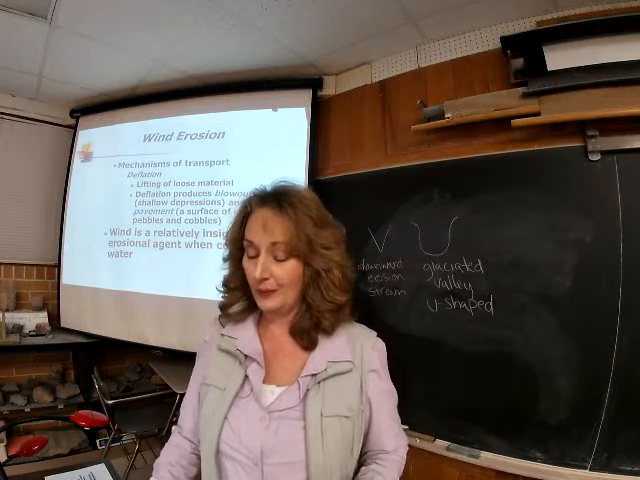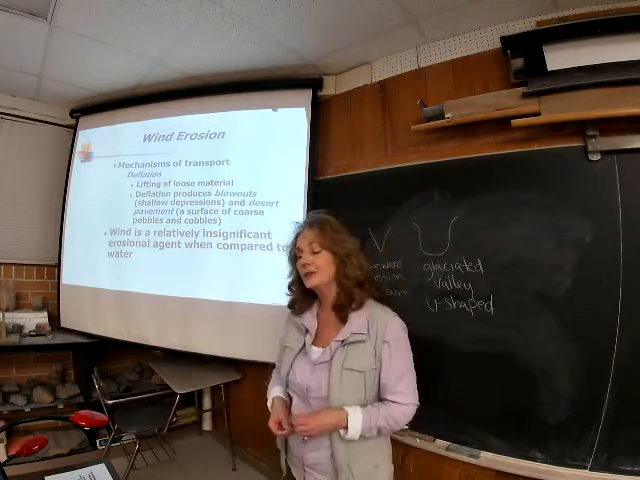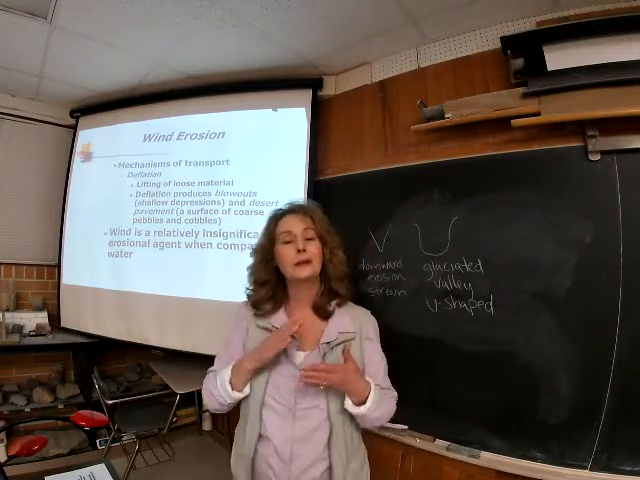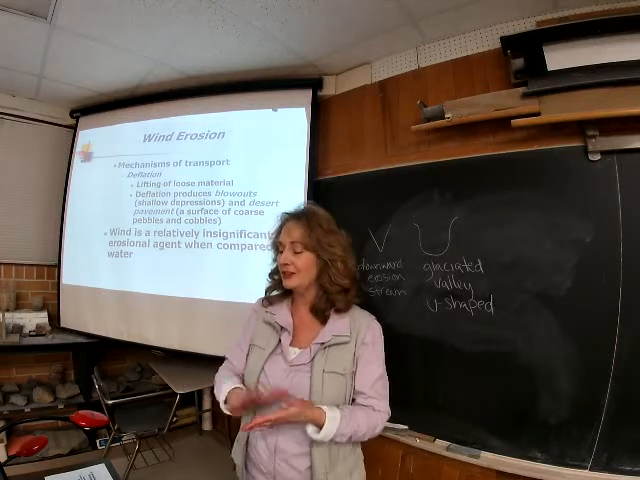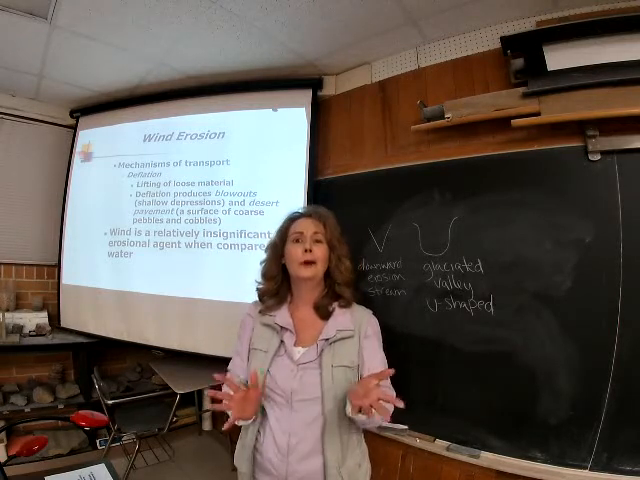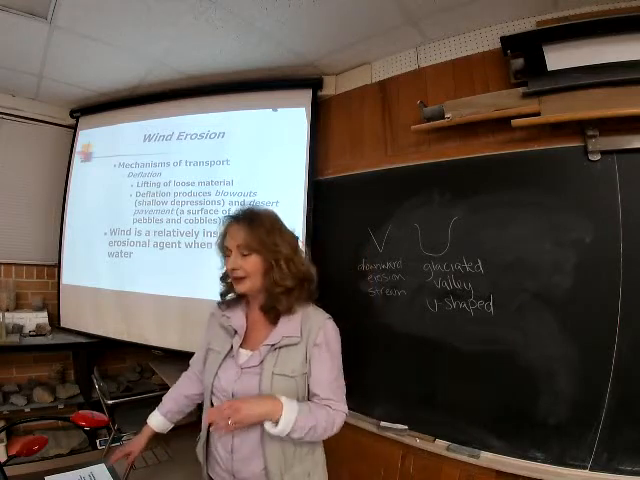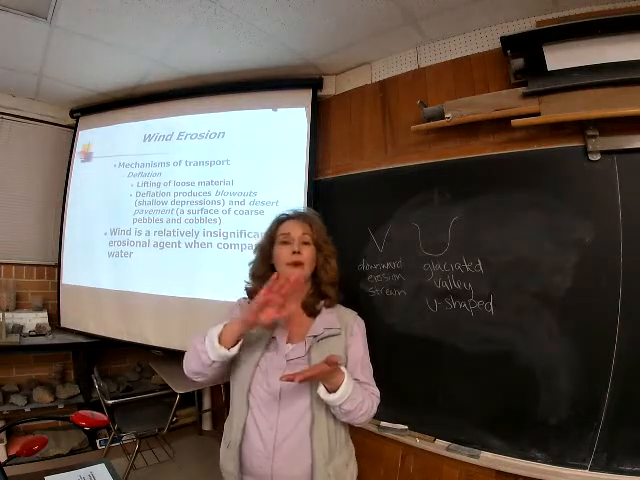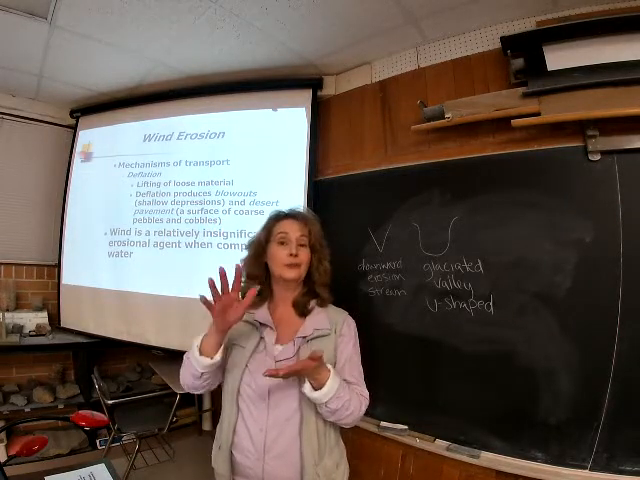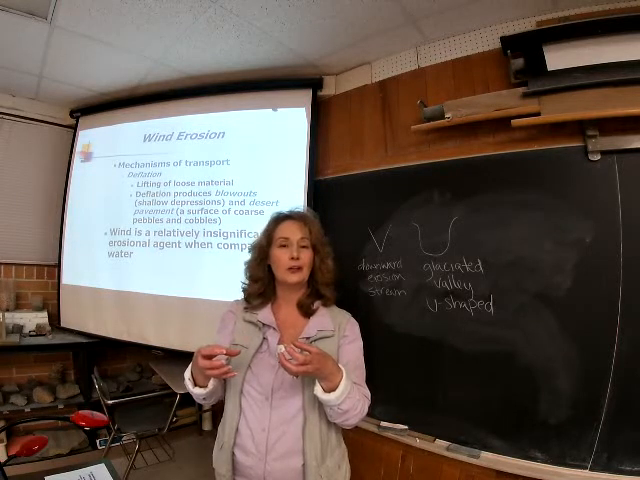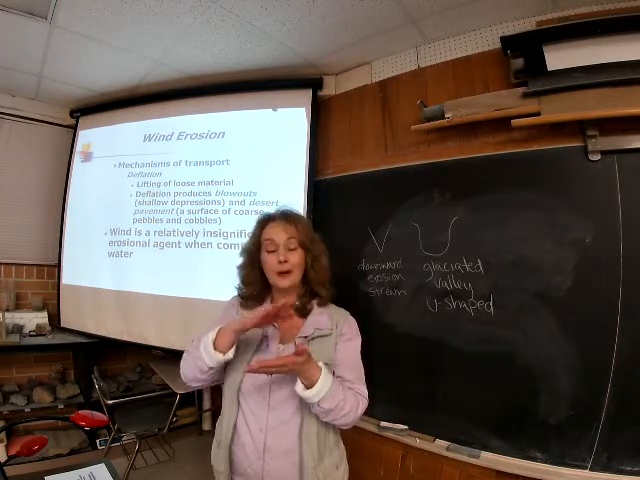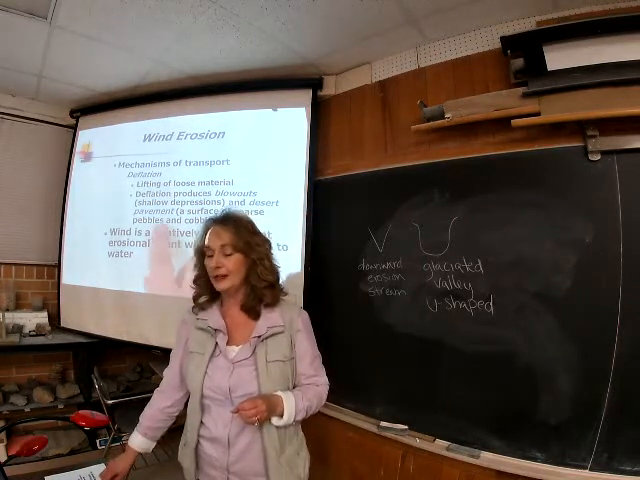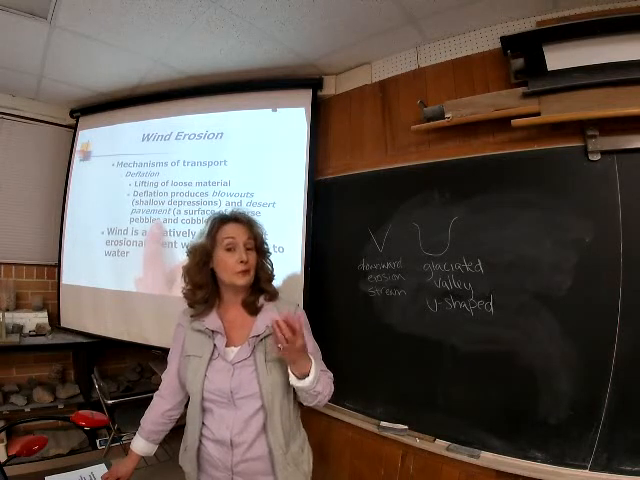So mechanisms of transport: actual lifting up of loose material, that's called deflation. And it can produce these little blowouts, right? So wind or deflation creates shallow depressions called blowouts, and desert pavement can be created over time from this deflation. You can get the wind bringing up the small little particles in between the larger ones, right? It's not going to lift the larger ones, the cobbles, but all the little sandy material in between, right? And then it can really create over time what we call desert pavement.